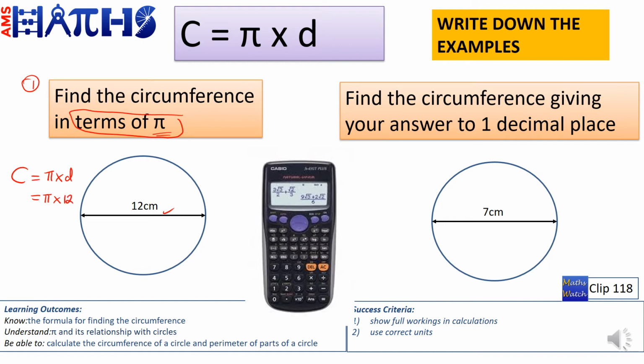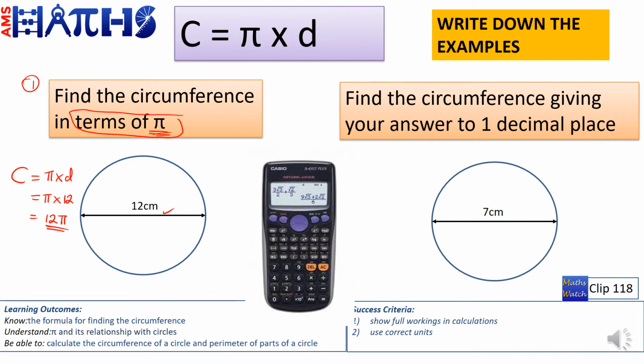Now when we multiply pi times 12, if you try that on the calculator, you will see just 12 pi coming up, and that's what you need to leave your answer as, because it says find the circumference in terms of pi, and because it says in terms of pi, pi must be in your answer.